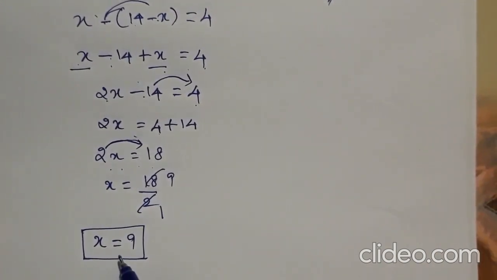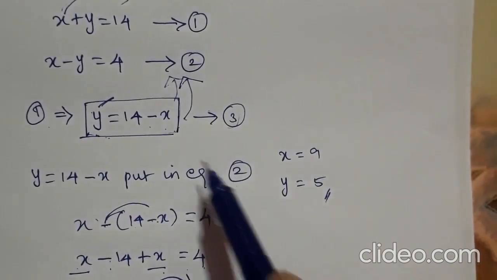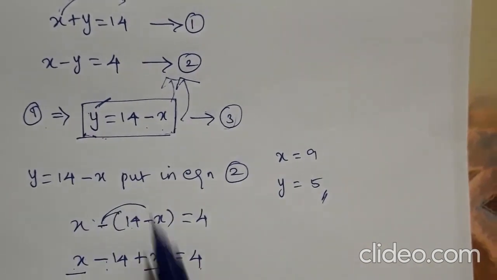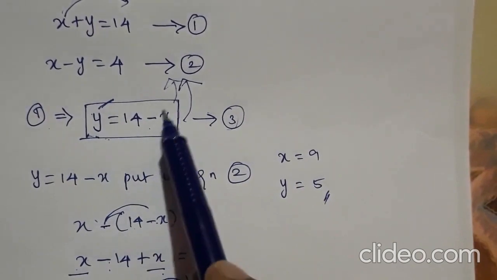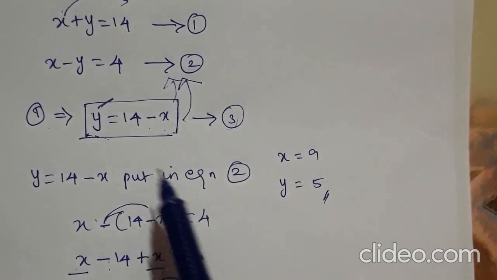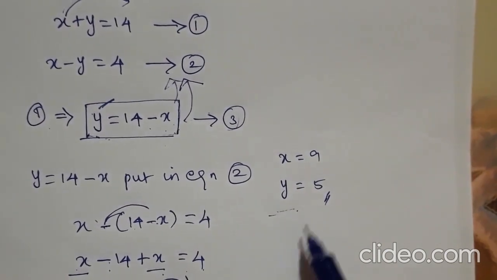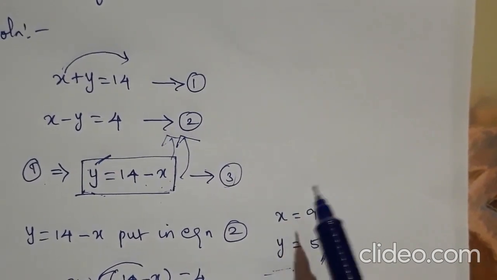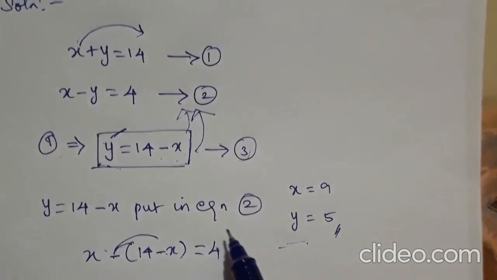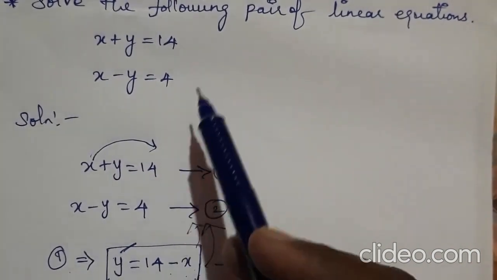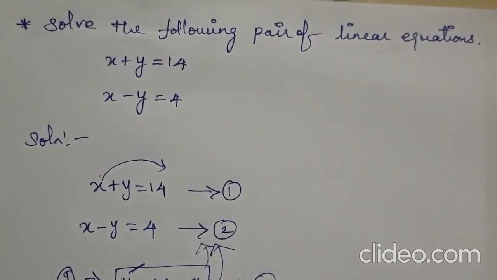After getting x value, we are going to substitute in equation 3, because we have to find y value. So y is equal to 14 minus, instead of x we can substitute 9. So you will get 14 minus 9, 5. So y value we got. So this is the method of substitution. So here we can find the value of x and y. So let me see one more problem. In the same way we can find the value of x and y.